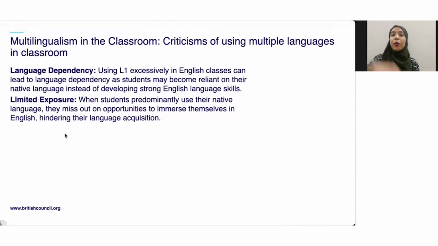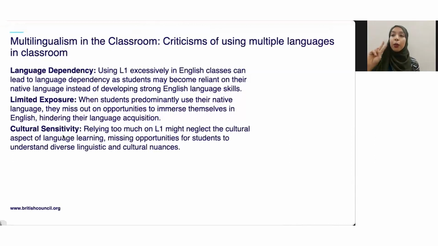So number one, we have language dependency. Number two, limited exposure. Number three is cultural sensitivity, because relying too much on L1, students feel more connected to their cultures and they are not exposing themselves to English speaking culture. And as we know, this is a very important part of language learning. So cultural sensitivity is also a criticism of using multiple languages in our classroom.